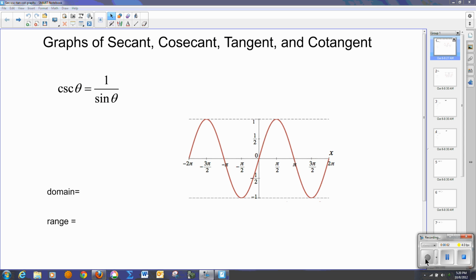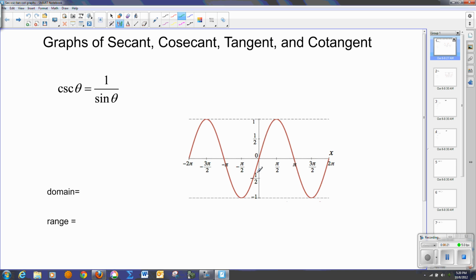Today we're going to move to the graphs of secant, cosecant, tangent, and cotangent. And we're going to start with the cosecant graph. We know that cosecant is just the reciprocal of sine. So what we're going to do is, on the same graph as sine, graph all the reciprocal values of the sine values.